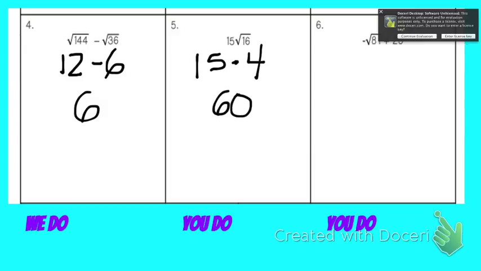Okay, so now do number 6 on your own, which is the negative square root of 81 plus 20. So this should be negative 9 plus 20, and that gives you 11. Any questions?